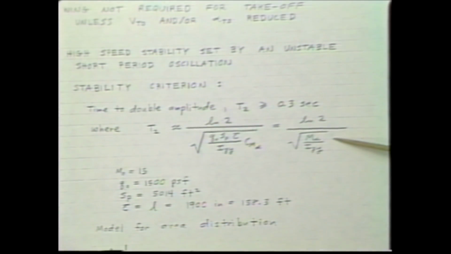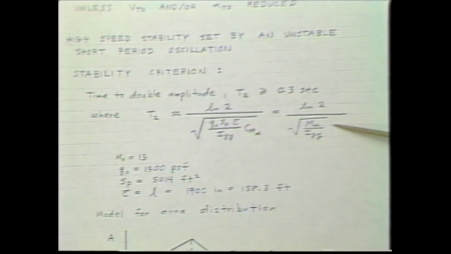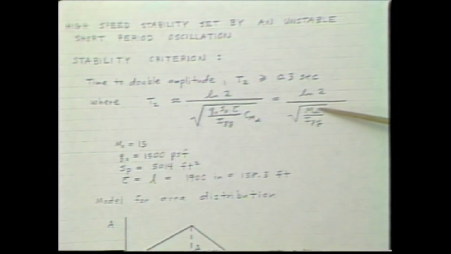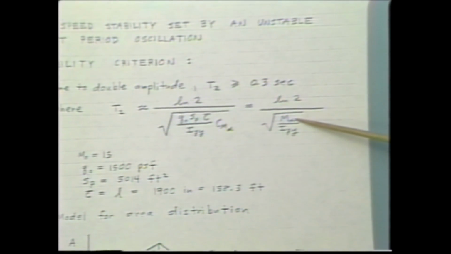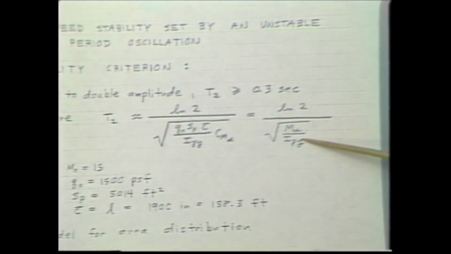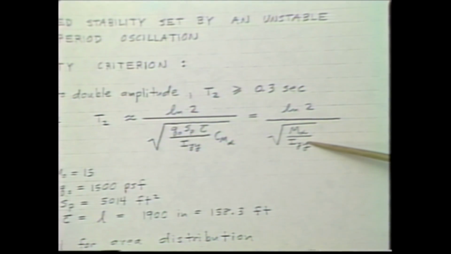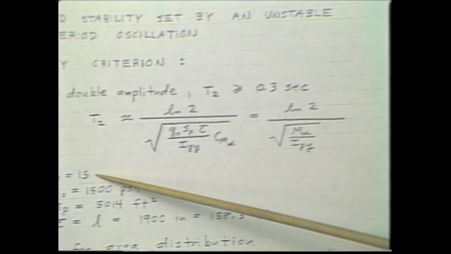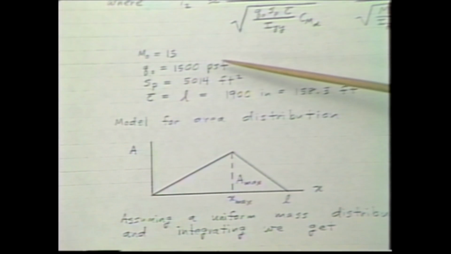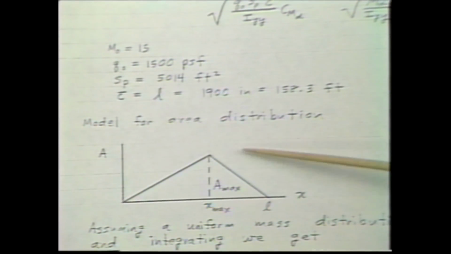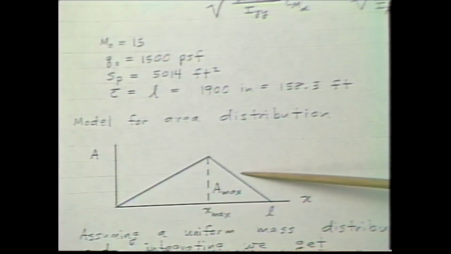Shown below is an equation for that time to double that is a function of the Cm alpha, or M alpha, the partial derivative of moment with respect to angle of attack, divided by the moment of inertia of the body. Okay, so we're going to look at this at Mach 15 for our baseline vehicle. Mach 15, a dynamic pressure of 1,500 pounds per square foot. Our planform area came out 5,000 square feet. And the first step is determining the moment of inertia.